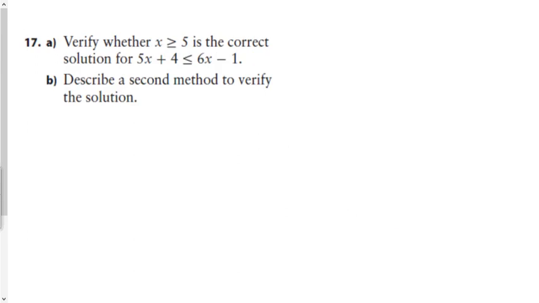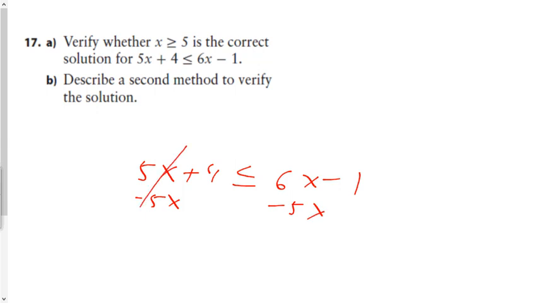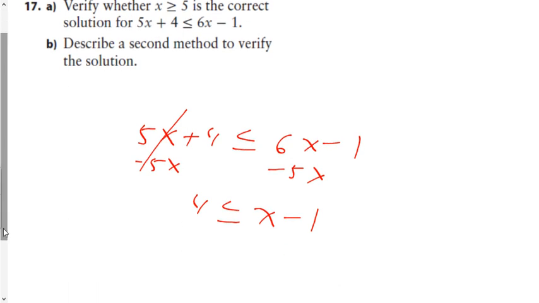Question 17, verify whether all values greater than or equal to 5 is the correct solution for this inequality. So if you take your inequality, what I would do on your test is solve it. Now, subtracting 6x from both sides is not wrong. But subtracting 4x from both sides allows you to keep a positive coefficient.